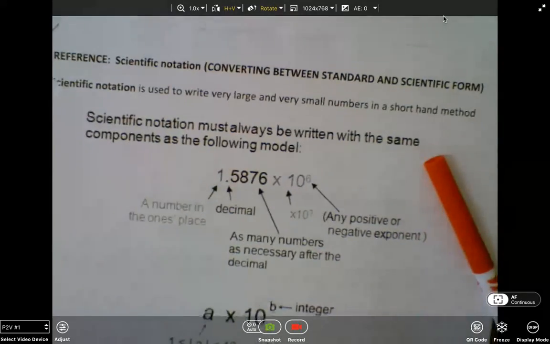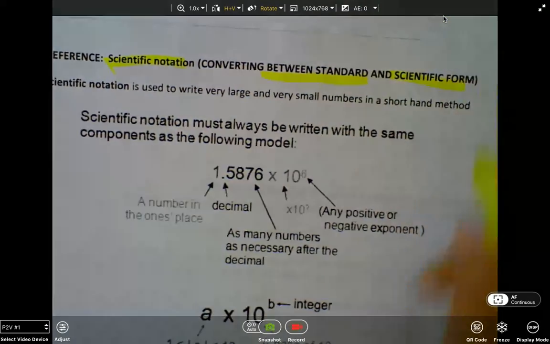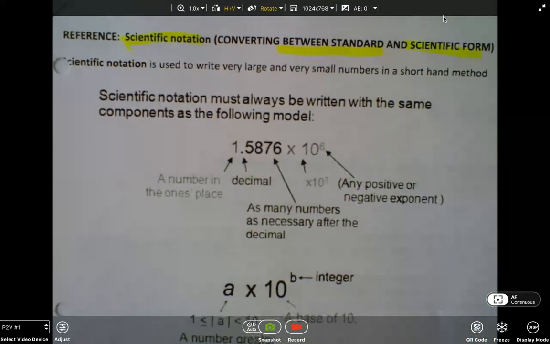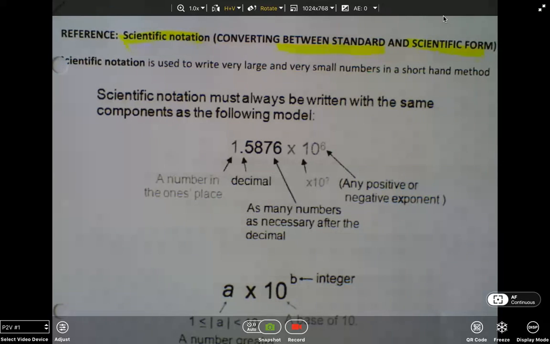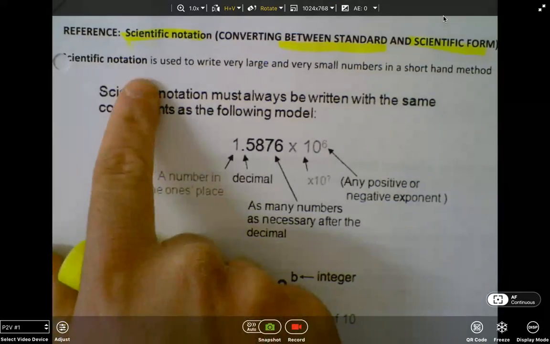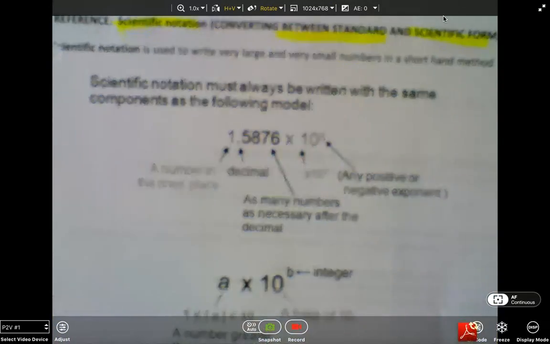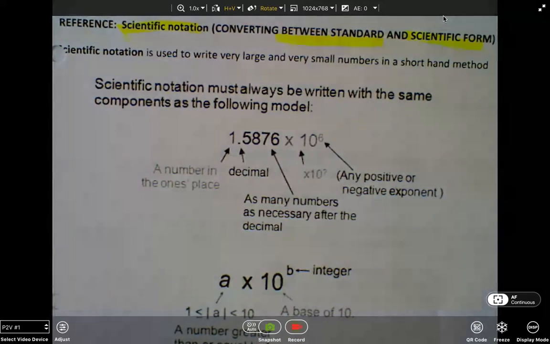So today, guys, we're learning about scientific notation, and it's pretty easy. First, we're going to learn how to convert between standard notation and scientific form. How many people here have done scientific notation before? Raise your hand if you can tell me something about it that you remember. Anything? No one remembers anything. So who can read the first line for me nice and loud? Go ahead, Jared. Scientific notation is used to write very large and very small numbers in a shorthand method.